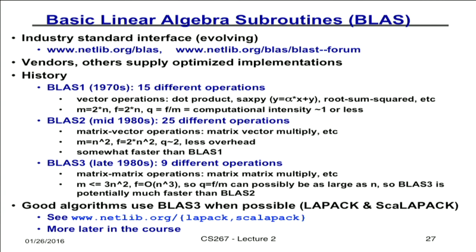But it started actually in the 1970s, and what was in the BLAS in the 1970s, the BLAS 1, was these vector operations. So things like dot products, so just summing together the product of a couple of vectors, what's called a SAXPY or DAXPY. So that's aX plus Y, and whether it's in single or double precision, you get an S or a D. And things like root sum squared, where you want to sum together the square of a bunch of numbers and then take the square root.